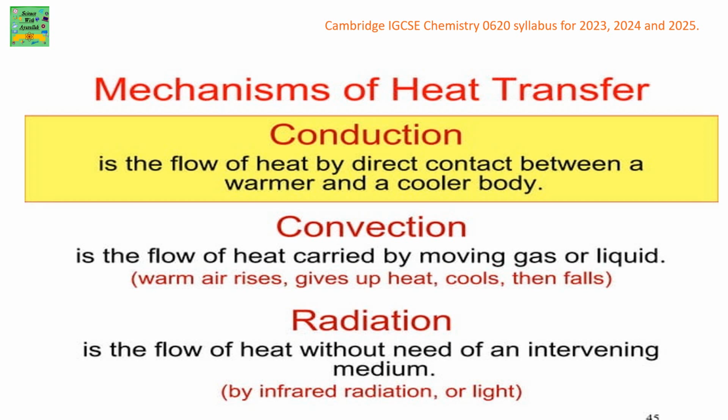There are three mechanisms of heat transfer. Firstly, conduction. Conduction is the flow of heat by direct contact between a warmer and a cooler body. Second, convection. Convection is the flow of heat carried by moving gas or liquid. For example, warm air rises up, gives out heat, cools down, and then falls. So this is the flow of heat. Radiation is the flow of heat without the need of an intervening medium, by infrared radiation or light.